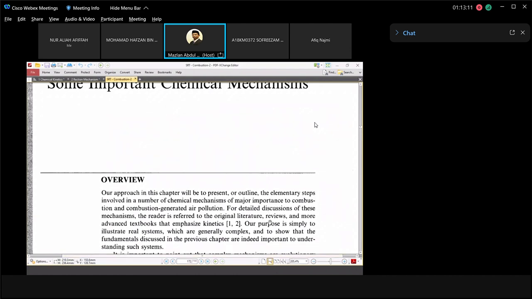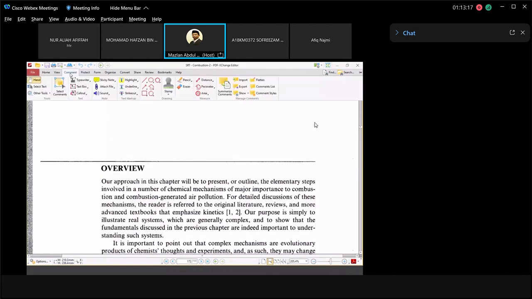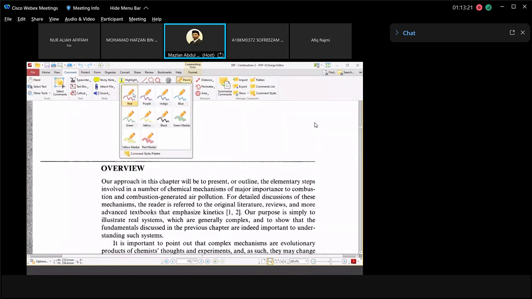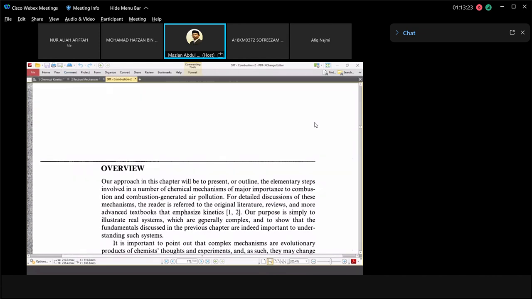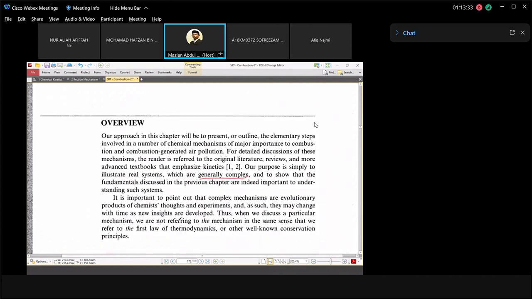Here, of course, is simply to illustrate real systems which are generally complex. Normally, a chemical reaction is very complex. It's not easy. And to show that the fundamentals discussed in the previous chapter are indeed important to understanding such systems.